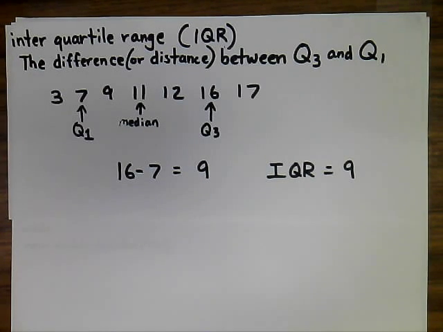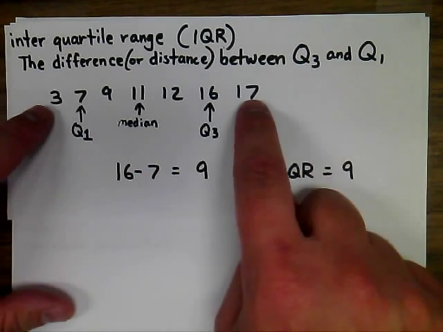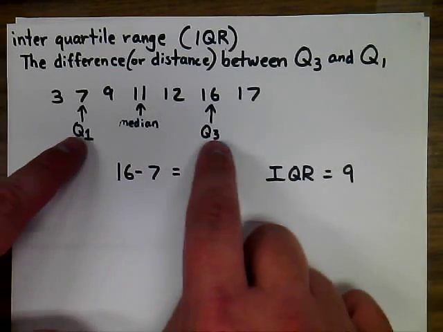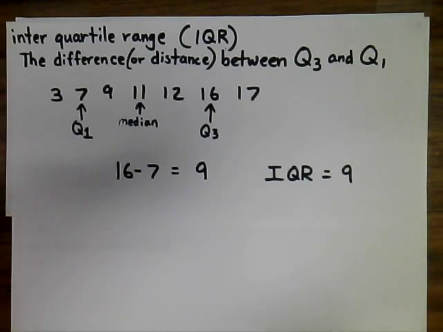This is important when looking at a data set to identify the spread of the data. The interquartile range tells you how far apart the middle half of the data is. So you can see that although the range of all this data is 14, the interquartile range is 9, which tells you the middle of the data is all within 9 units of each other.